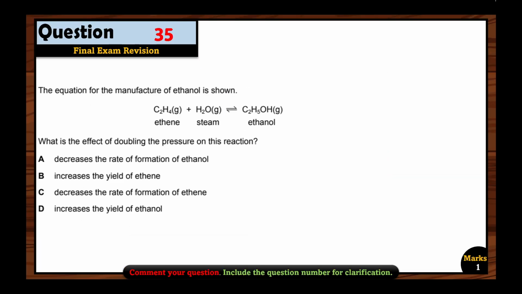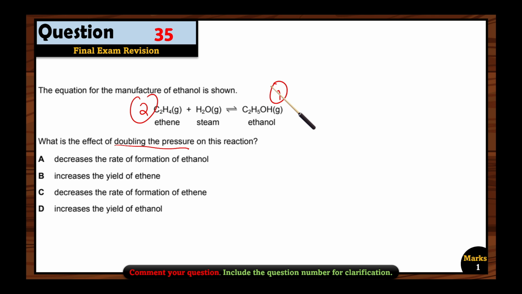The equation for the manufacture of ethanol is shown here. What is the effect of doubling the pressure on this reaction? So if we double the pressure, let's see which side it will favor. This side we have 2 moles, and here we have 1 mole. It means if we increase the pressure, it will favor the production of ethanol, right?